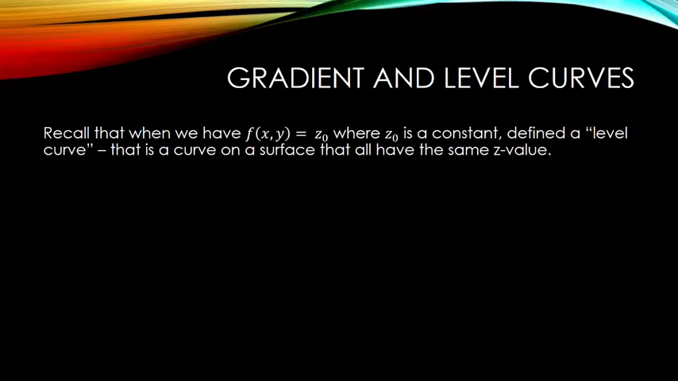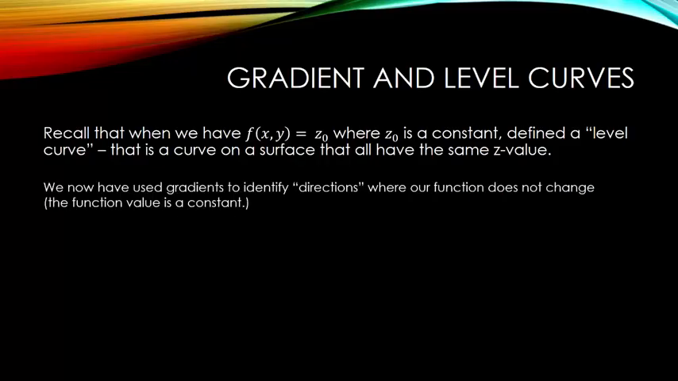it defined what we call a level curve. This means it was a curve on a surface where all points on that curve had the same z value. We now have used gradients to identify directions where our function does not change. This means my function value is constant. So I can put that together with this idea of a level curve to get the following theorem.